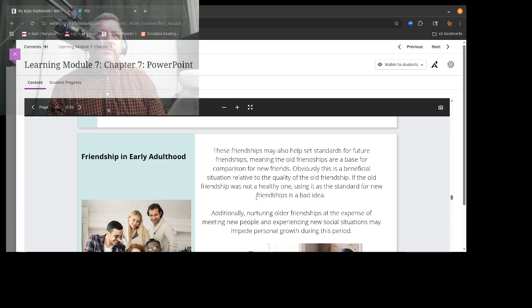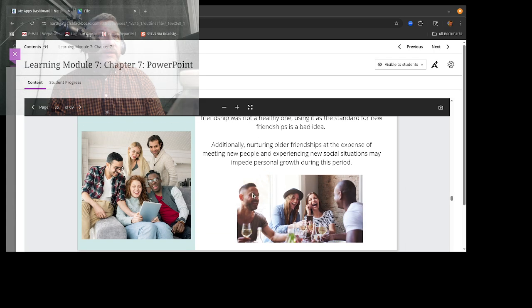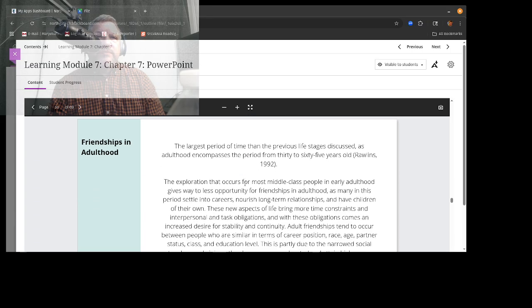When we think about friends in early adulthood, they help set the standards for future friendships. The old friendships are a base of comparison for our new friends. Obviously, it's a beneficial situation relative to the quality of our old friendships. If our old friendships were not healthy, using them as a standard for our new friendships is a horrible idea. Additionally, nurturing old friendships at the expense of meeting new people may impede our personal growth during this period.